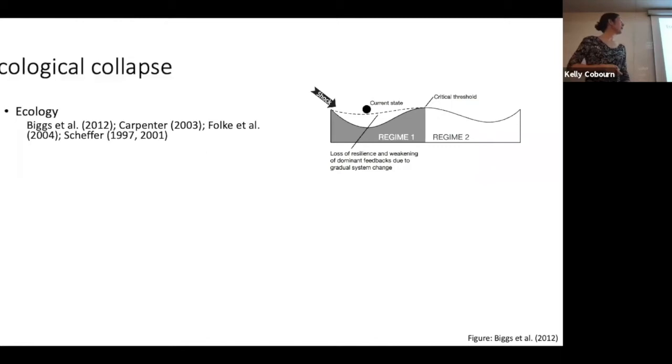So there's also a large literature on ecological collapse, which of course originated in ecology. This is a simple ball and cup diagram, which I'm sure we've all seen before. Where we have a current state, which is in regime 1, and we might have an exogenous shock or some change in the system that leads to a loss of resilience. And what can happen is that the system can cross this critical threshold and go into regime 2, where vastly different ecosystem services might be provided.